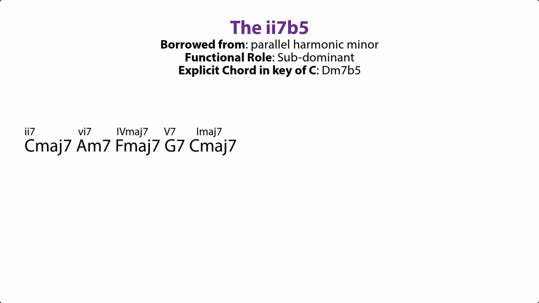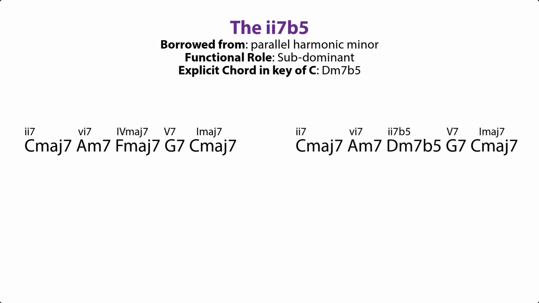Here's another example where we swap out an F major 7th for a D minor 7 flat five in the key of C major. So we're swapping out a subdominant, a 4 major 7th, for a borrowed chord, which is a 2 minor 7th flattened 5.